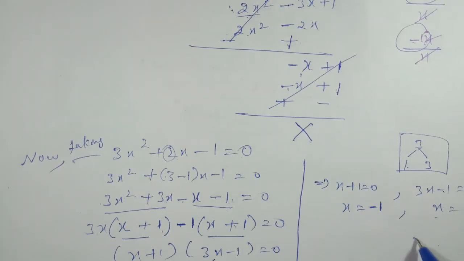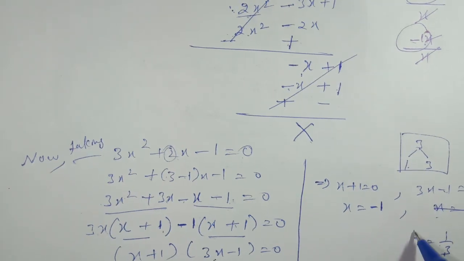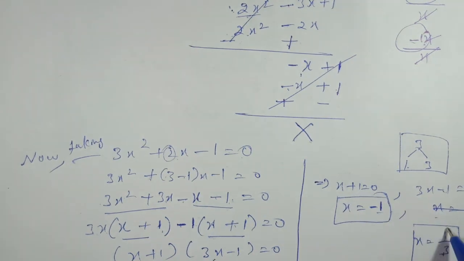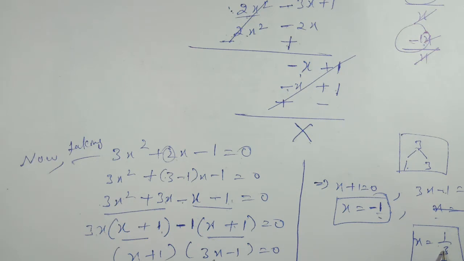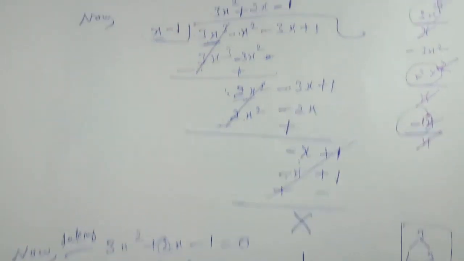So here we get x equal to 1 upon 3. 1 will change into plus 1, and 3 move to the division. So here we get the other two zeros as minus 1 and 1 by 3. Therefore other two zeros are minus 1 and 1 by 3. So this way we can find the other two zeros.